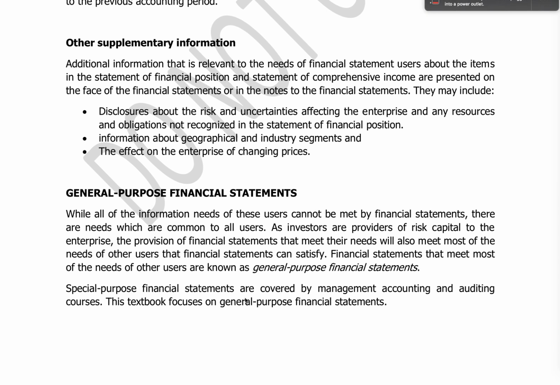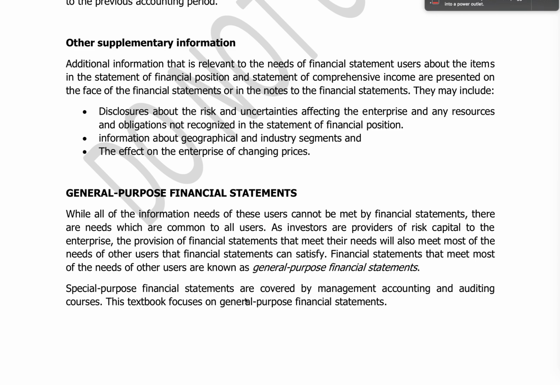So, other supplementary information. Additional information that is relevant to the needs of the financial statement users about the items in the statement of financial position and the statement of comprehensive income are presented on the face of the financial statements or in the notes of the financial statements. So, ano ba yung nakalagay sa notes? Di ba naalala nyo yung notes kanina? Di ba 5 ang financial statements?